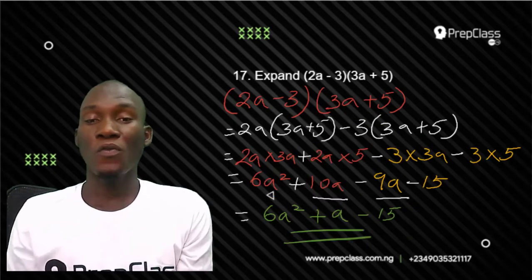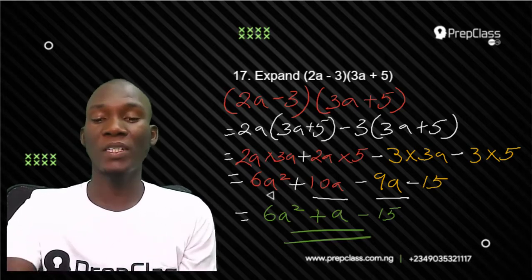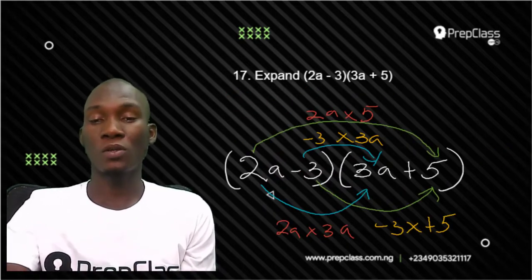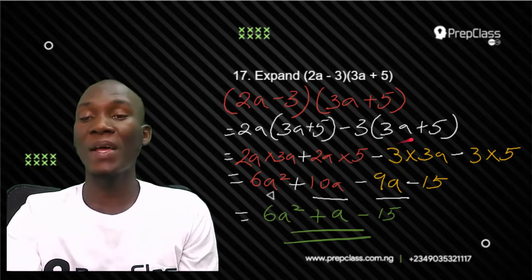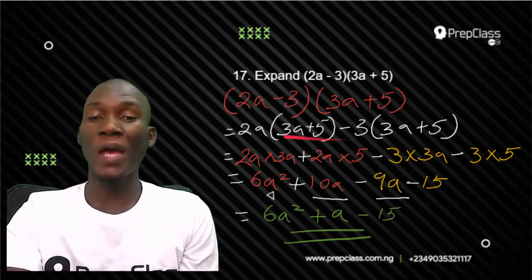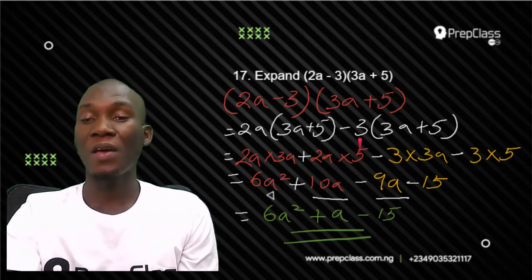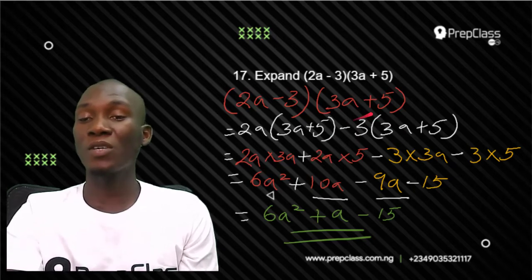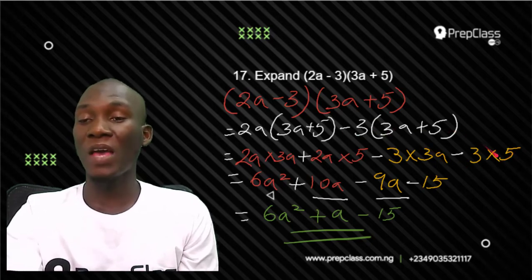So expanding, we have open bracket 2a minus 3 close bracket, open bracket 3a plus 5 close bracket. Now we have to expand following this same procedure. So 2a will multiply the two numbers in the second bracket. Also minus 3 will multiply the numbers in the second bracket. So we have 2a multiplied by 3a, 2a multiplied by 5, minus 3 multiplied by 3a. Minus 3 will also multiply 5, that is minus times plus is minus, so 3 times 5.